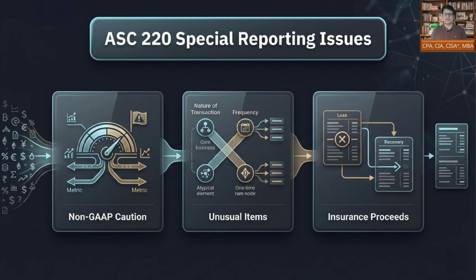In this third ASC 220 lesson, we are moving into special reporting issues. This is the judgment part of the topic, where the numbers may be correct, but the presentation can still create confusion if the item is placed, labeled, or explained poorly. Today, we will cover non-GAAP caution, unusual or infrequently occurring items, and business interruption insurance proceeds.